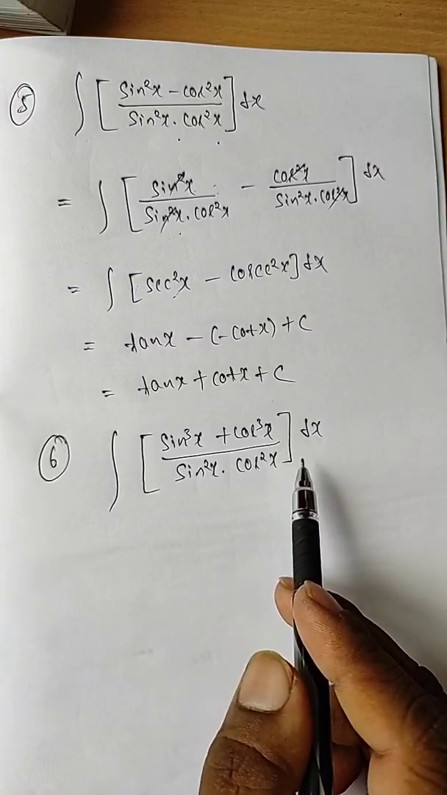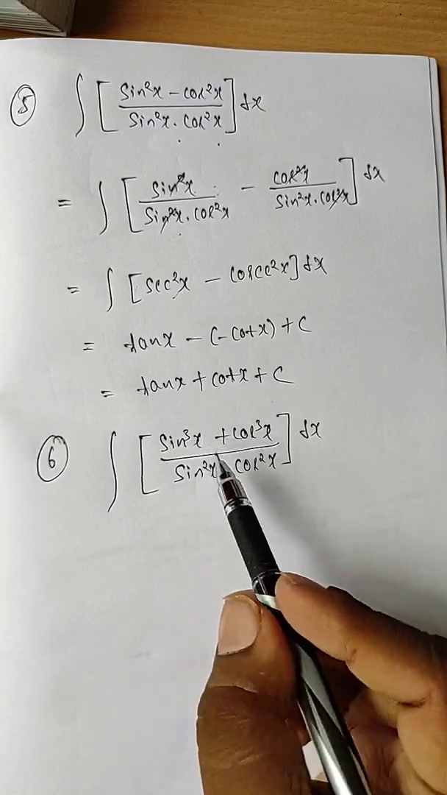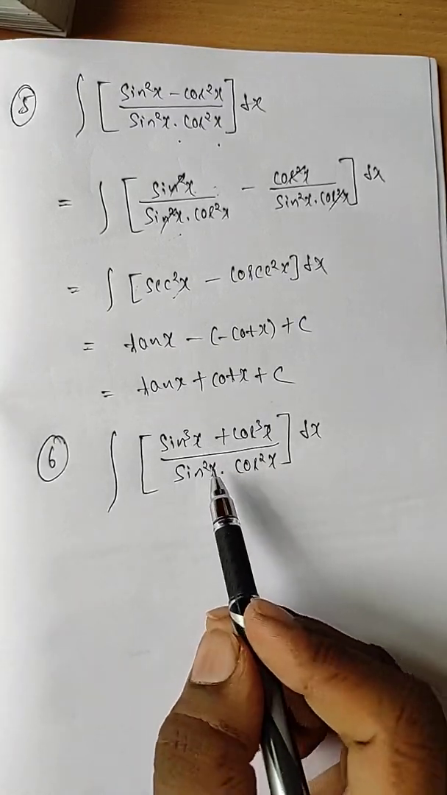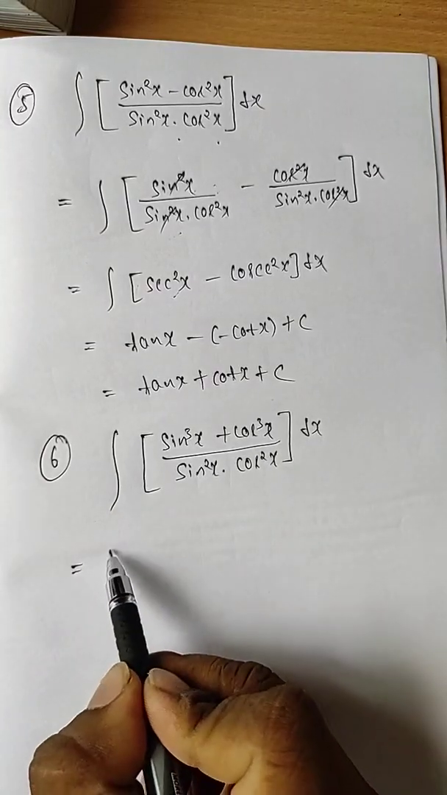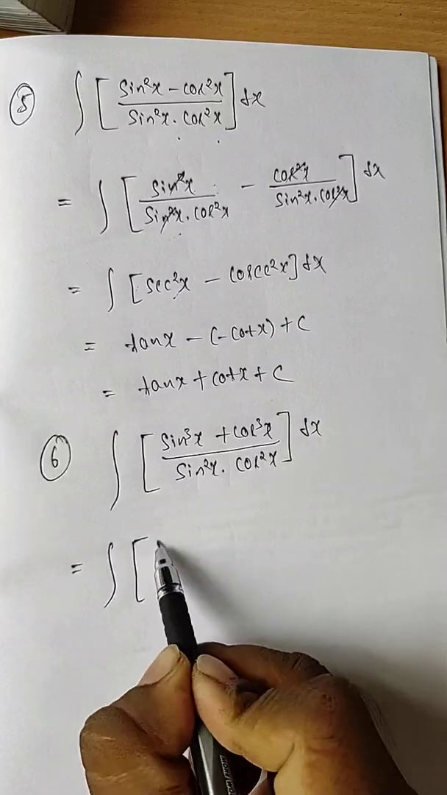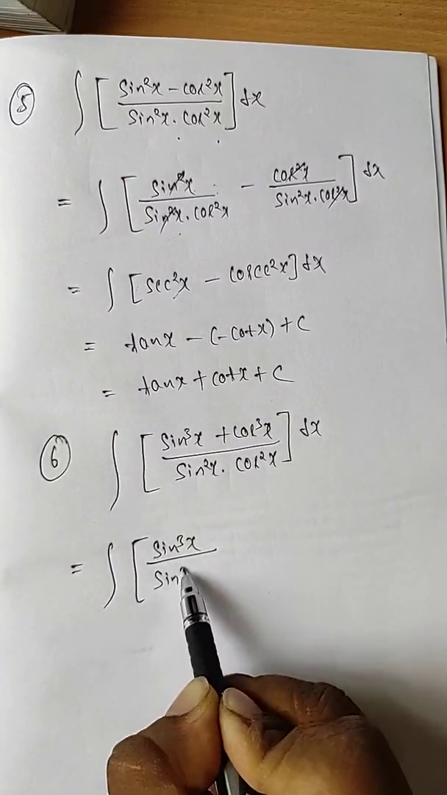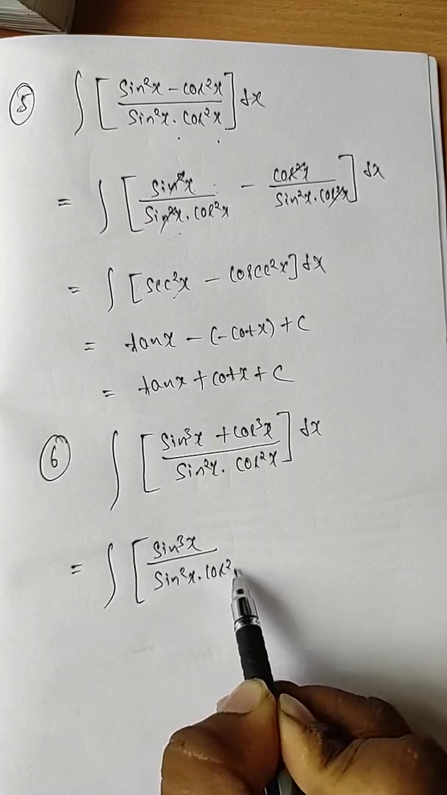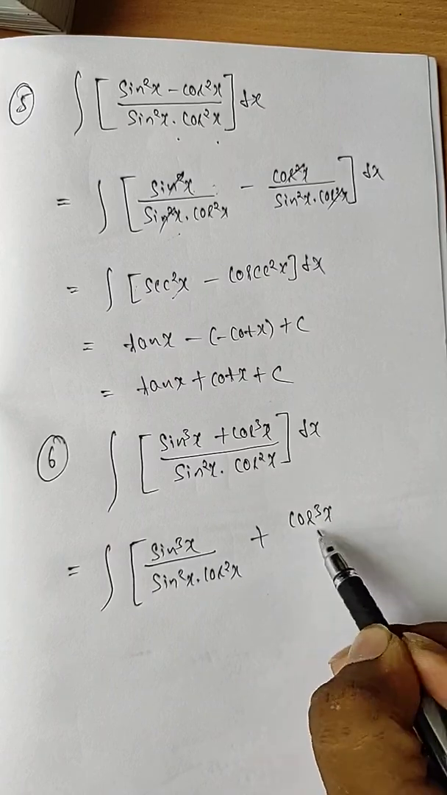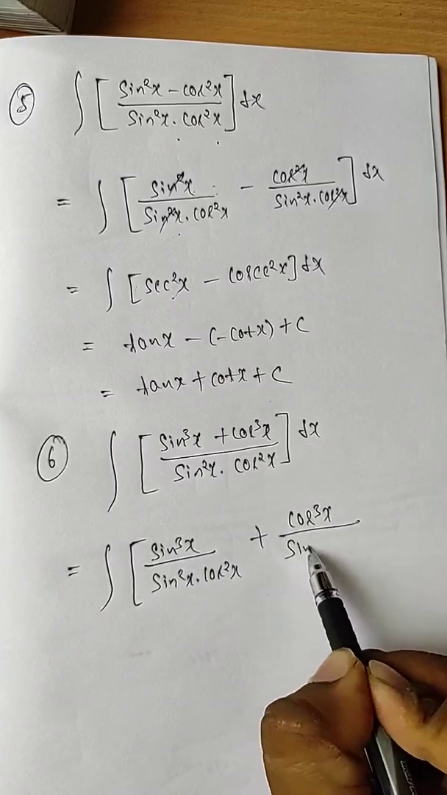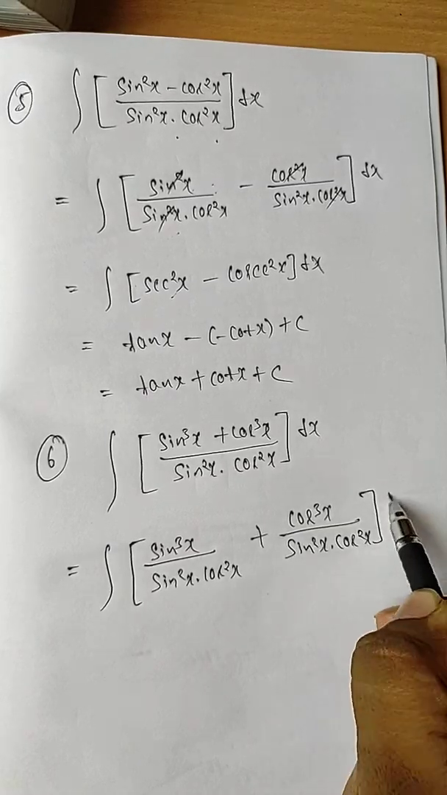Same as what we did in the last problem, the same we are doing here. If the numerator and denominator have the same function, divide the denominator to individual terms. So we are dividing the denominator to individual terms: integration of sin cube x by sin square x into cos square x, plus cos cube x by sin square x into cos square x, into dx.